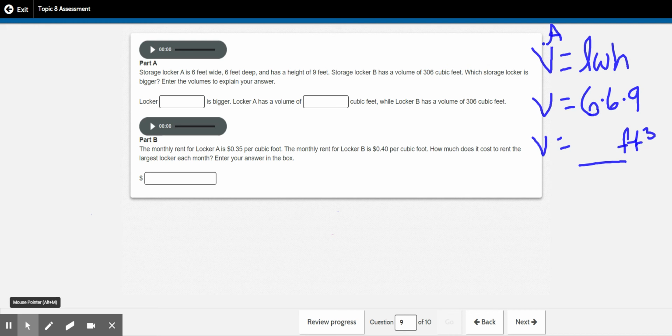Now let's look at part B. The monthly rent for locker A is 35 cents per cubic foot. The monthly rent for locker B is 40 cents per cubic foot. How much does it cost to rent the largest locker each month? Again, whatever answer you put here, you're going to multiply that by your 40 cents. And again, when we talk about money, you need to have 2 decimal places.